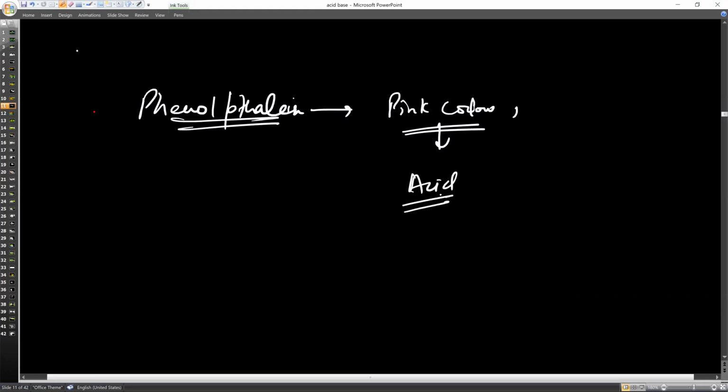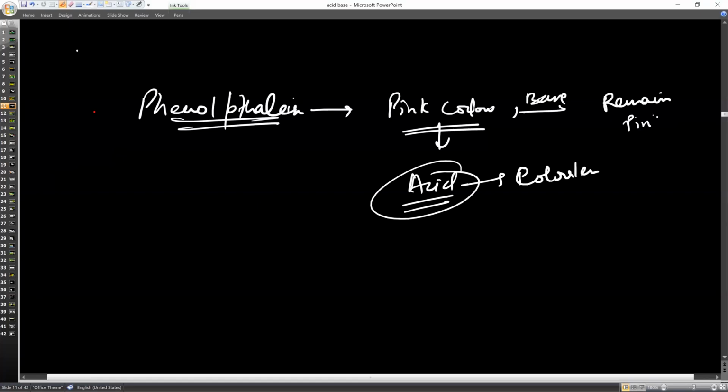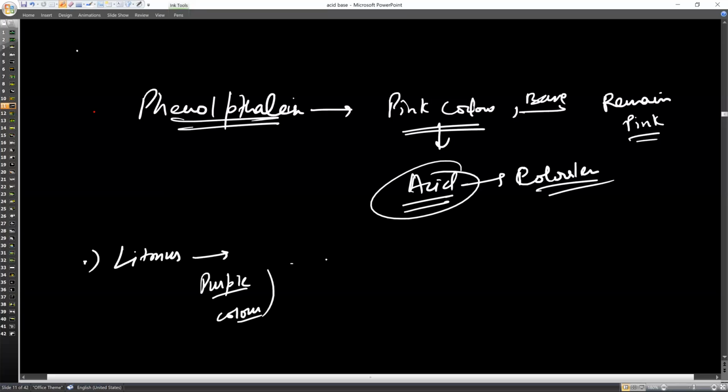When you add it to acids, it becomes colorless. And when you add phenolphthalein to a base, it remains pink or purple, we can say. Similarly, litmus is a purple color dye. When you add it to an acidic medium, it turns red, and when you add it to a basic medium, it turns blue.